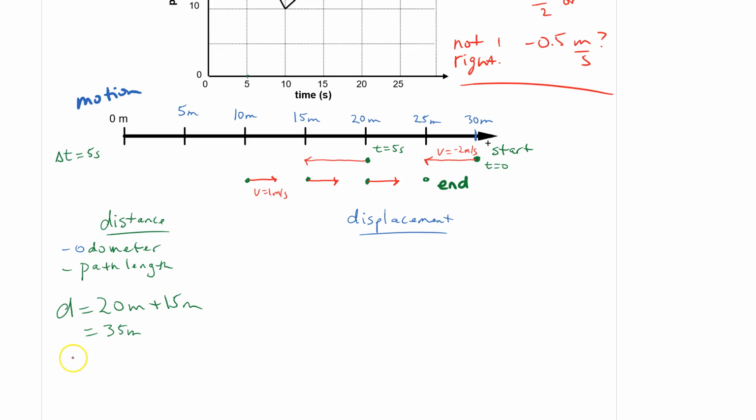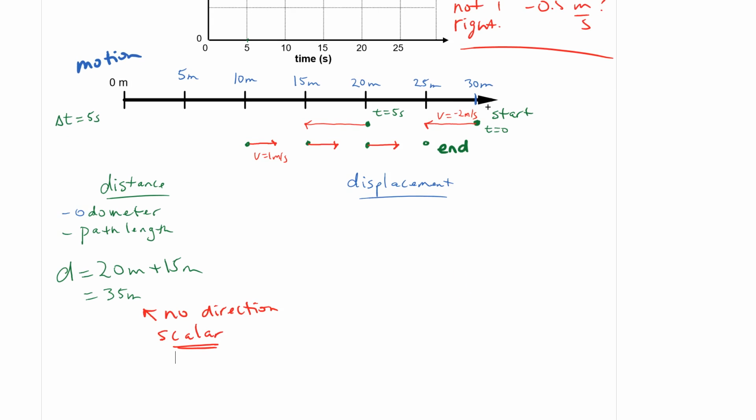And I just want to remind you that there's no direction here when we're talking about distance. Just like your odometer doesn't record what direction your car has been traveling, because it's been changing direction the whole time. And the official term for this is a scalar. A scalar doesn't have direction.